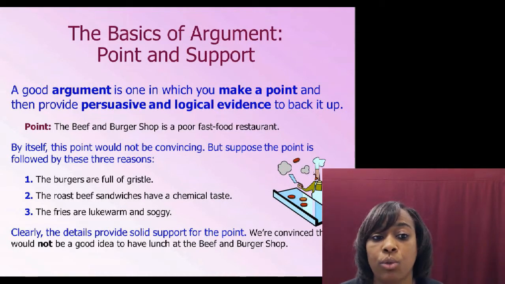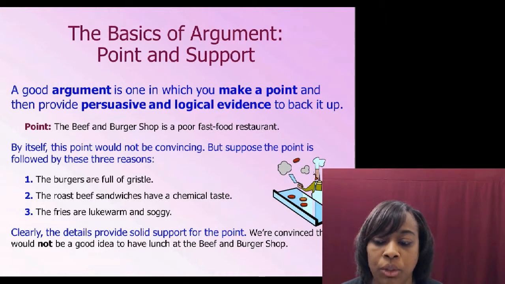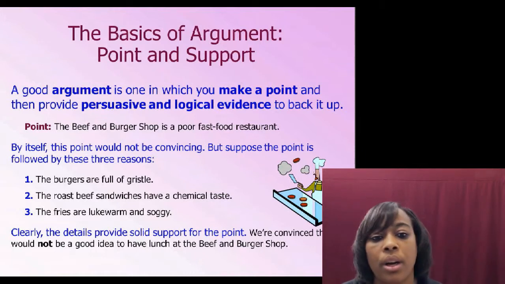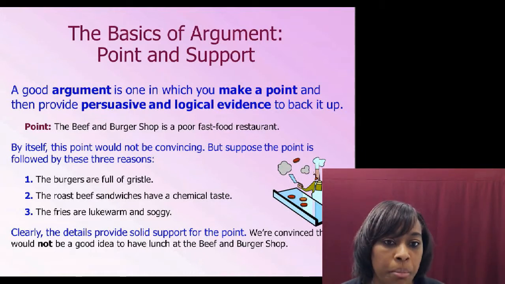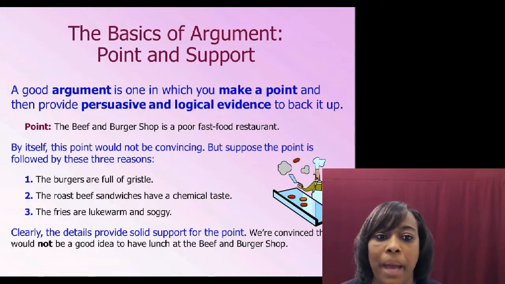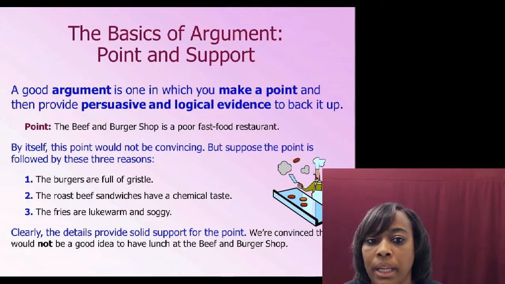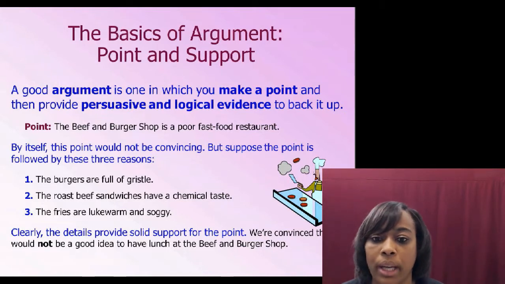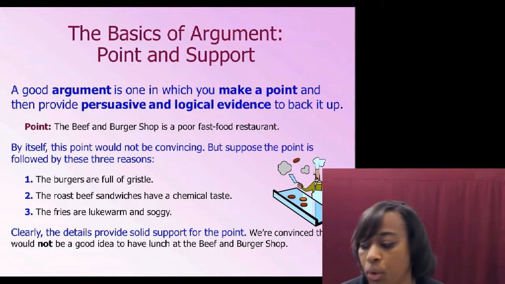Now, if I gave you these reasons, if I said the burgers have gristle in them, the roast beef sandwiches have a chemical taste, and the fries are soggy. Now, in this case, we are clearly getting support, and it's logical evidence that backs up that this Beef and Burger Shop is a poor fast food restaurant. So unless you provide the logical evidence, you're not going to persuade anyone to see your point or your point of view.